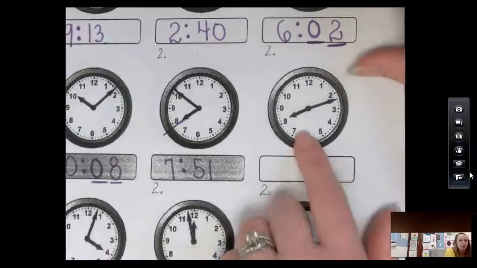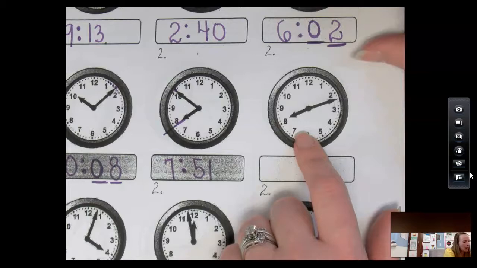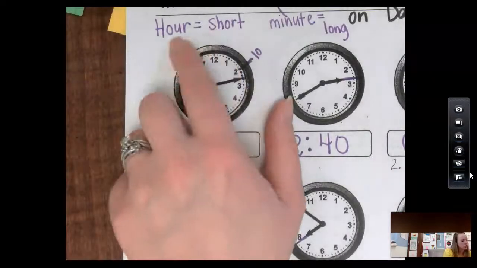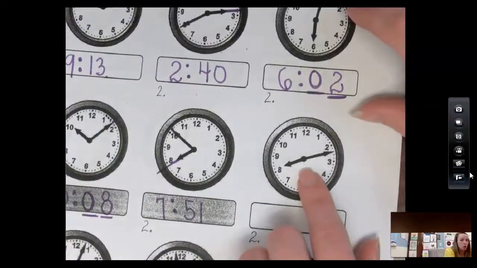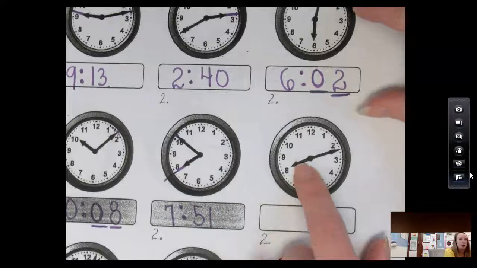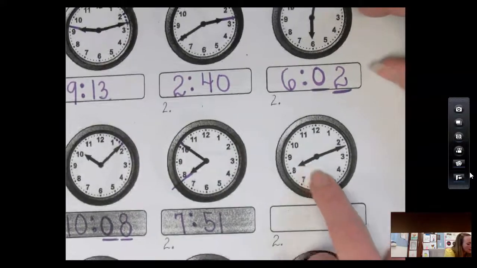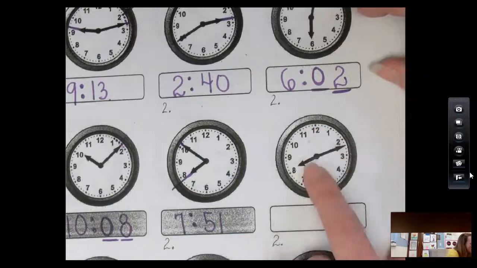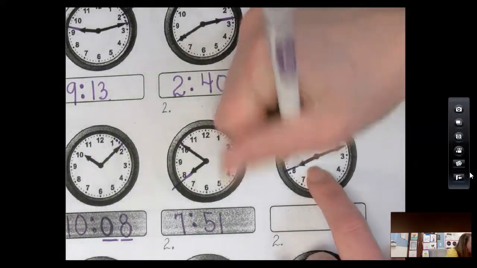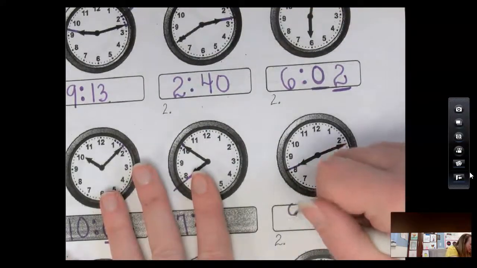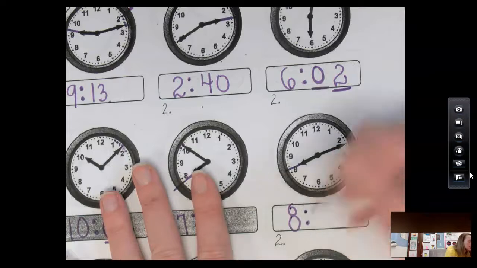Let's look at this paper. So what is our hour? Our hand, look at our notes, is the short hand. So which one is short? This one is short. And the shorthand never touches the numbers. That's another clue too. So it is past the 12. So if I extend my hour, it is 8 o'clock. So it is 8, colon.